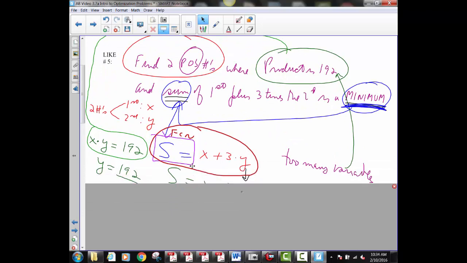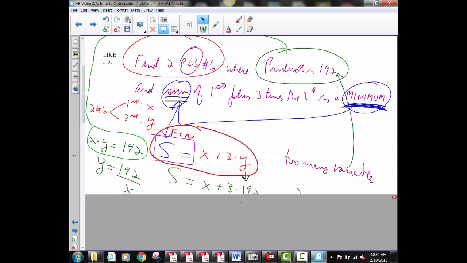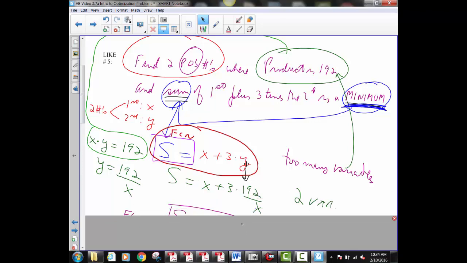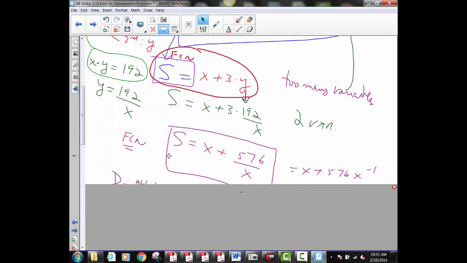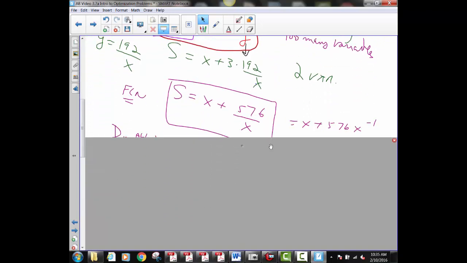But the problem with this function is there's too many variables. That's why they gave you this piece of information. By telling you the product of the two numbers, which I've called x and y, is 192, that means, and this is your call, you can either isolate x or isolate y here. I decided to isolate y. So y is 192 over x, and then I can come back over here and replace y by 192 over x. So it turns out here is my function. That's going to be the most important thing, can you come up with the correct function.